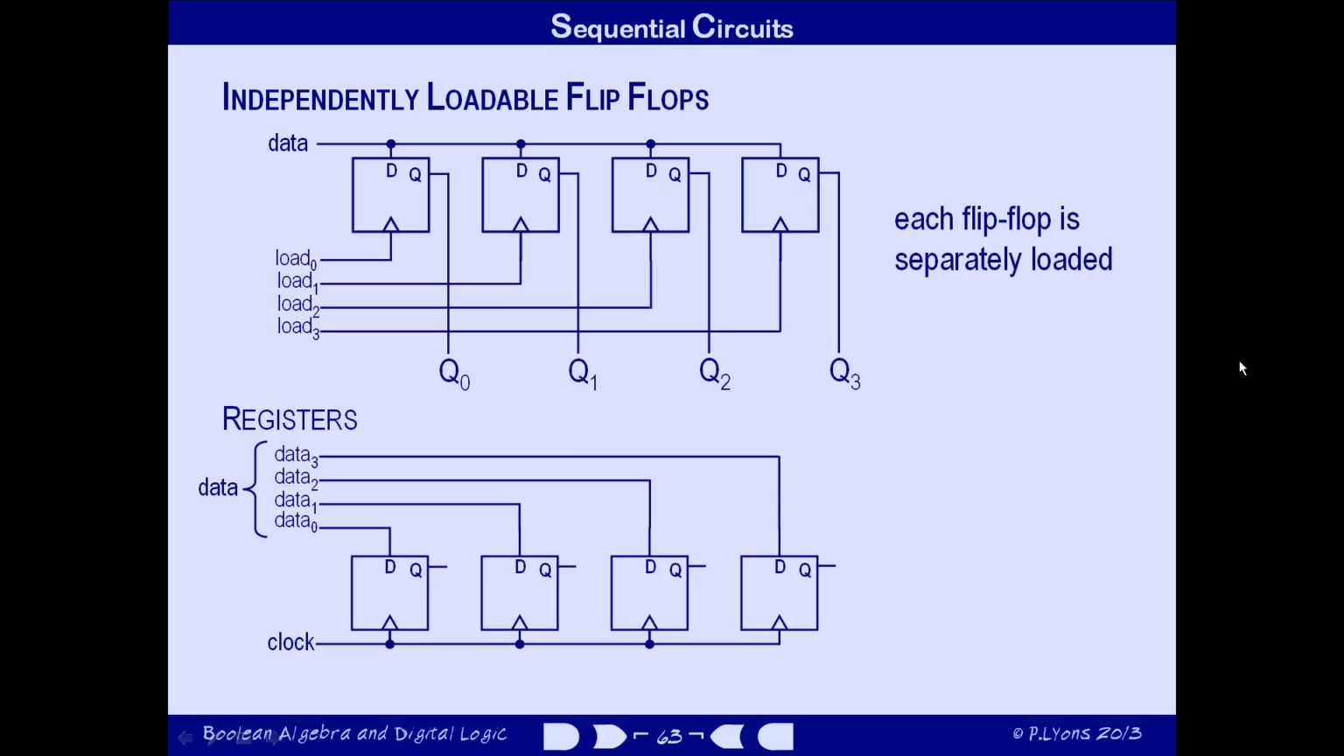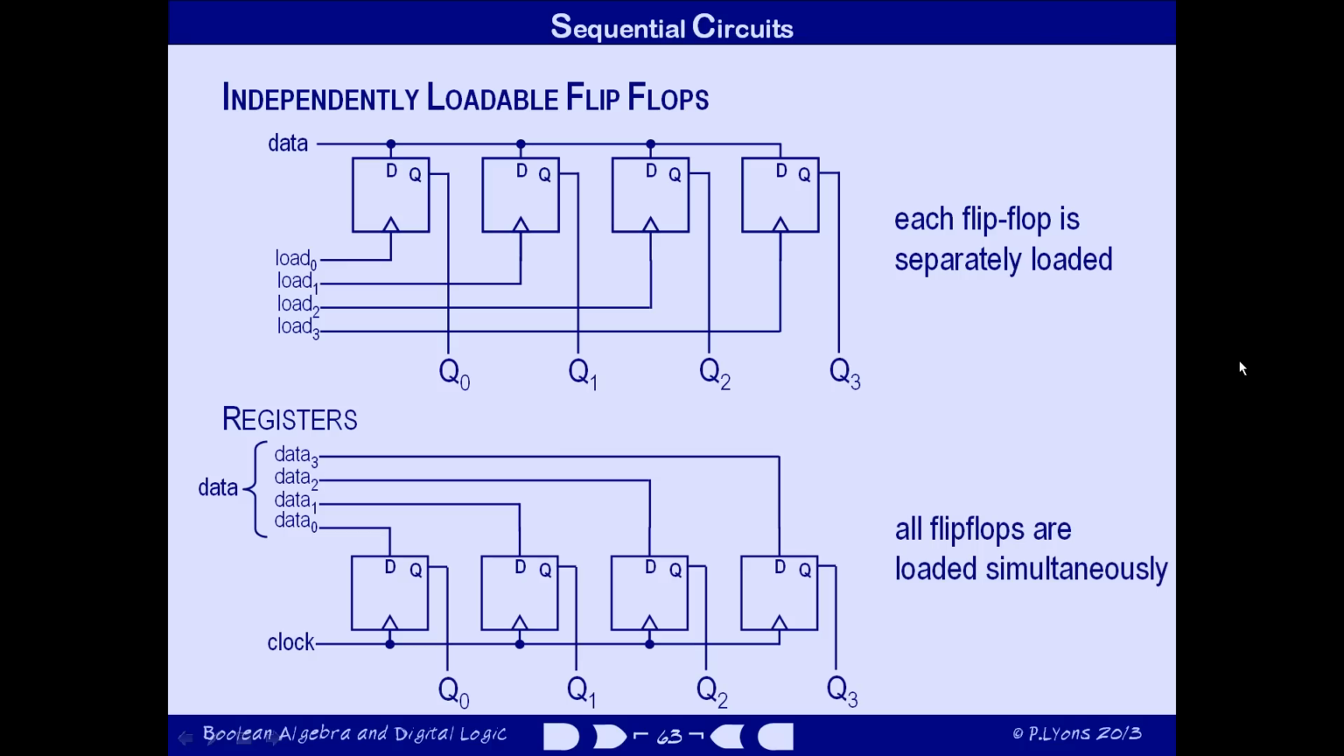Note that that's just the opposite of the earlier circuit. To repeat, in the first circuit, each flip-flop is independently loadable from a single data line, whereas the second circuit, the register, will load all the bits of a 4-bit word of data at one time when an edge occurs on the clock input, and all the flip-flops are thus clocked simultaneously. And of course, all the outputs, Q0 to Q3, assume new values simultaneously.